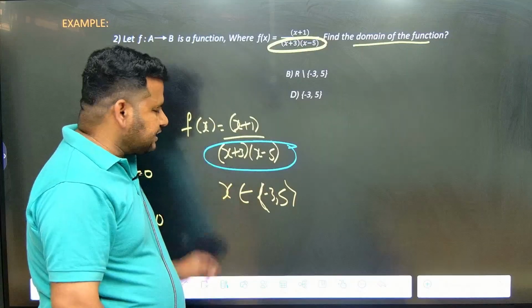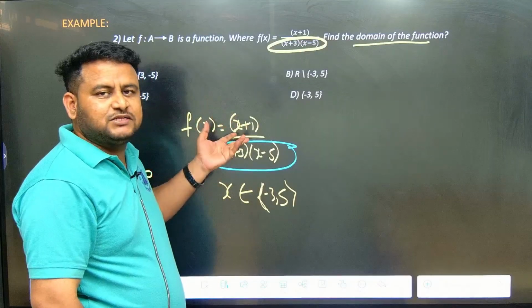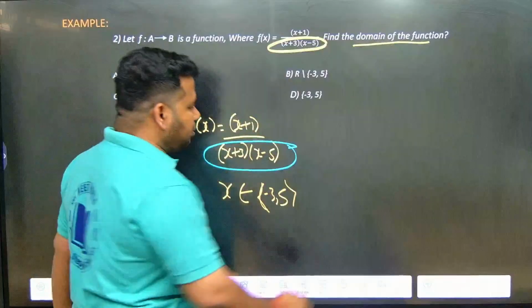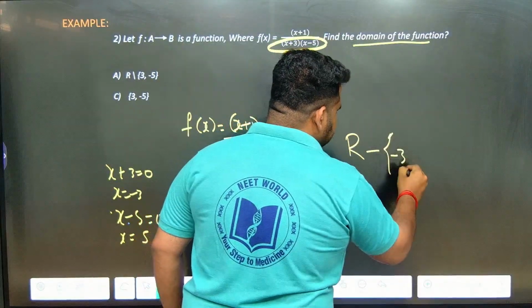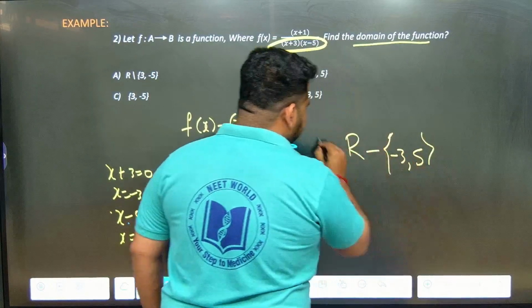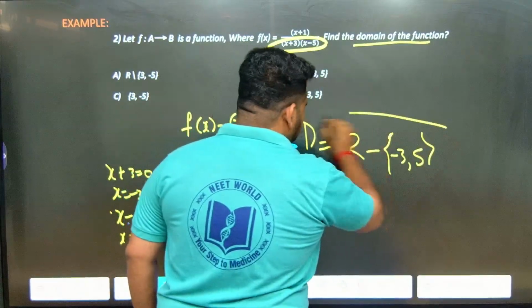That means it can take any other value. Any other value means the set of all real numbers. So from the set of real numbers, if you remove minus 3 and 5, what you get is called the domain.